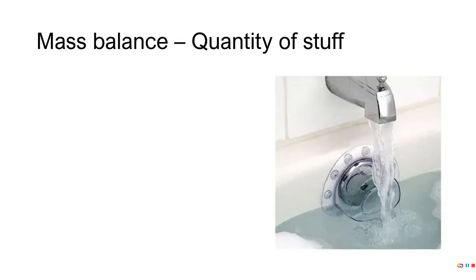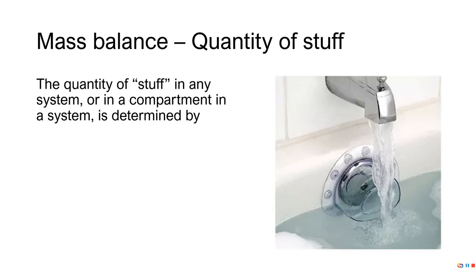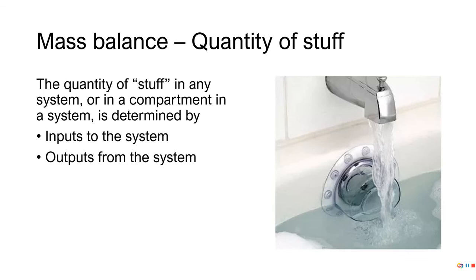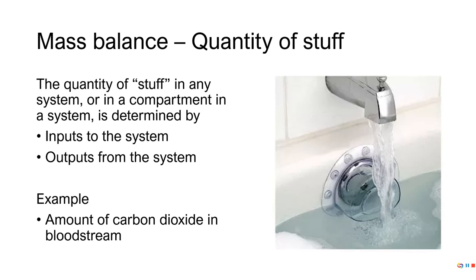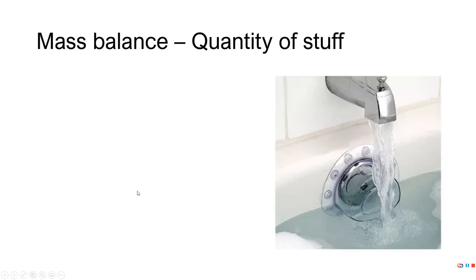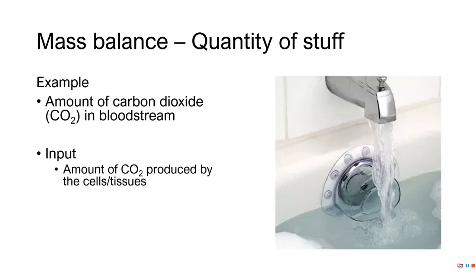The last one is mass balance, and we will talk about this a lot, especially when we get into oxygen and carbon dioxide transport. And so mass balance is just, well, how much of a given substance do you have? And this is determined by, well, what are you bringing in and what are you getting rid of? Okay, so let's just think about this from an exercise perspective. Well, the amount of carbon dioxide in your bloodstream is determined by how much carbon dioxide you are producing, but how much carbon dioxide are you actually getting rid of? Okay, so that's really what mass balance is.